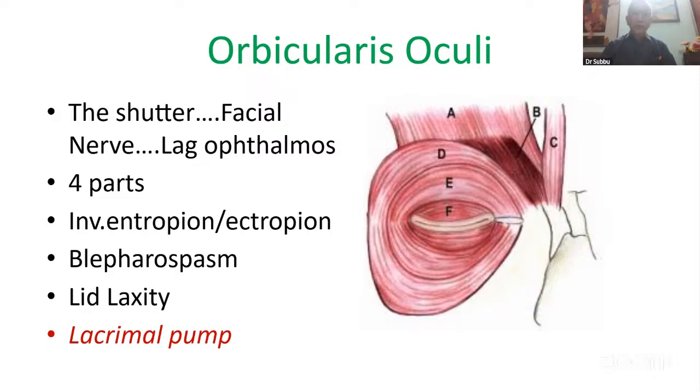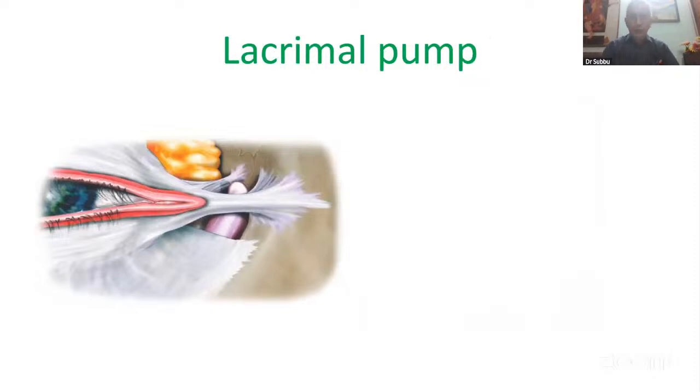And orbicularis oculi also has a very, very important function in the lacrimal pump. The lacrimal pump mechanism is because of the orbicularis oculi. How does it happen? Let's look into it. The medial canthus divides into two, an anterior lamella and a posterior lamella. The anterior part of the medial canthus gets inserted into the anterior lacrimal crest and the posterior into the posterior lacrimal crest. And in between the two is the lacrimal sac.